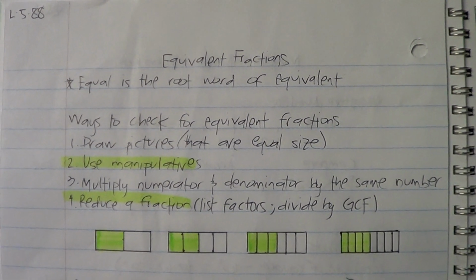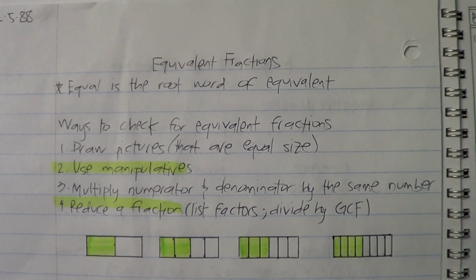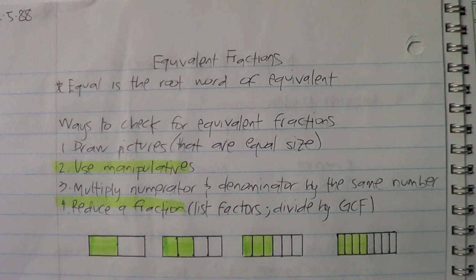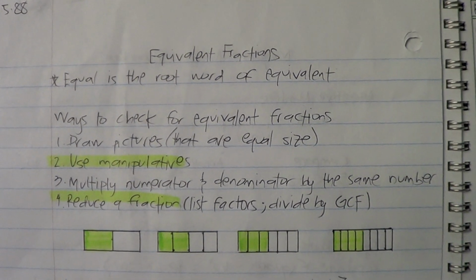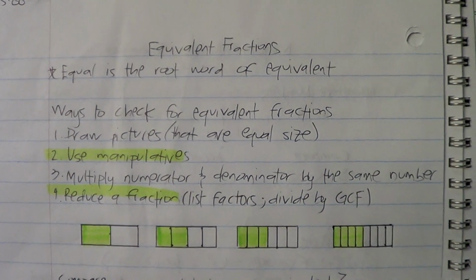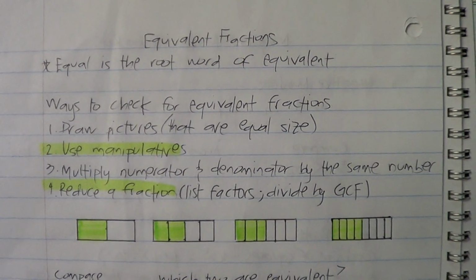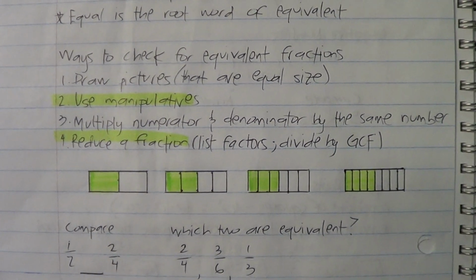Alright, this is lesson 88, equivalent fractions. A couple things to be mindful of: remember that the root word for equivalent is equal. So when we're talking about equivalent fractions, we're just looking to make two different fractions equal. Now there are several ways, as you can see, 4 different ways that we can find equivalent fractions.